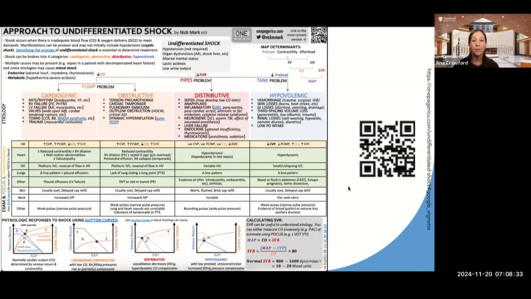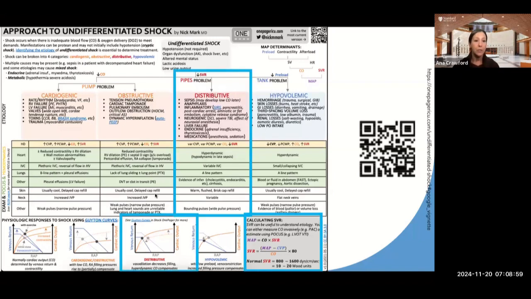Today, we will focus on distributive forms of shock. Distributive shock is also known as vasodilatory shock and is associated with a decrease in the resistance of the blood vessels, or a decrease in the systemic vascular resistance, or SVR. If you think of circulation as pumps and pipes, this is a pumps problem or a pipes problem.